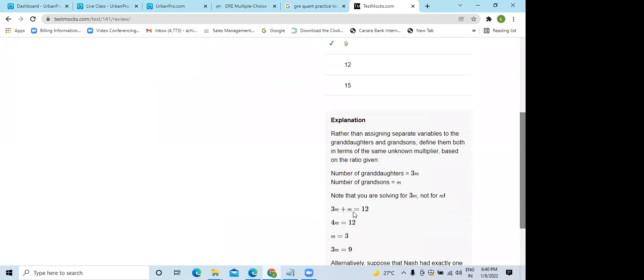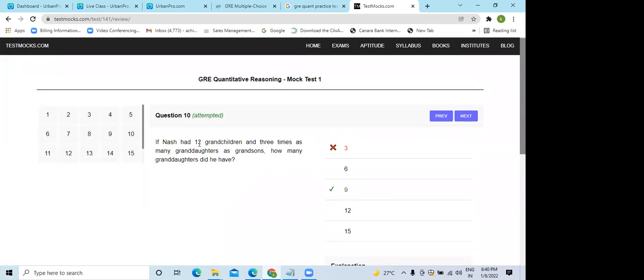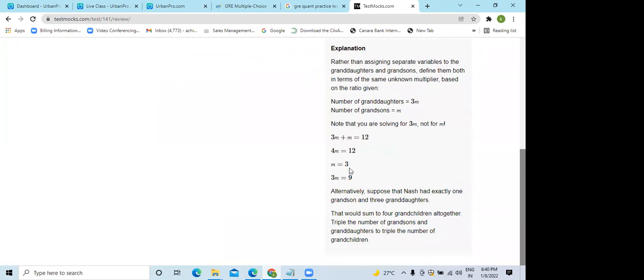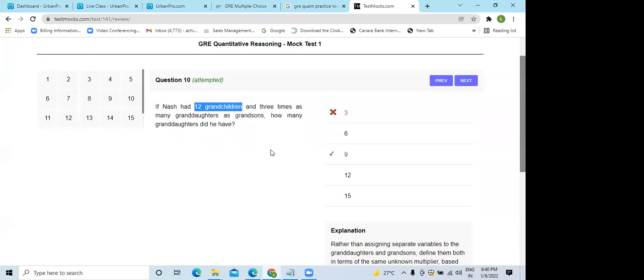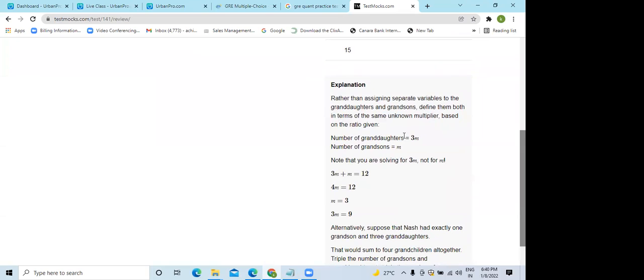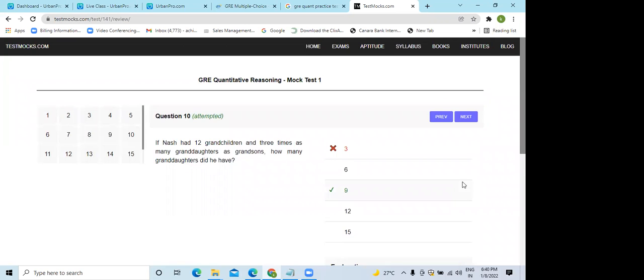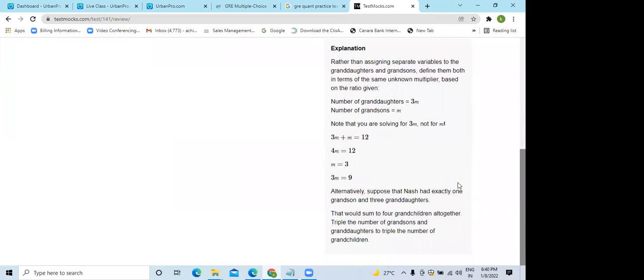So 3m plus m is equal to 12. If Nash had 12 grandchildren, then granddaughters and grandsons together is 12. So 4m is equal to 12 and m is equal to 3. And he's asking us how many granddaughters did he have? That is going to be 3 times m, 3 into 3 is 9. If you want, you can make a note of this explanation also. Yeah, I just took the wrong one. I got x as 3, but then I read it wrong. So I'll keep that in mind.